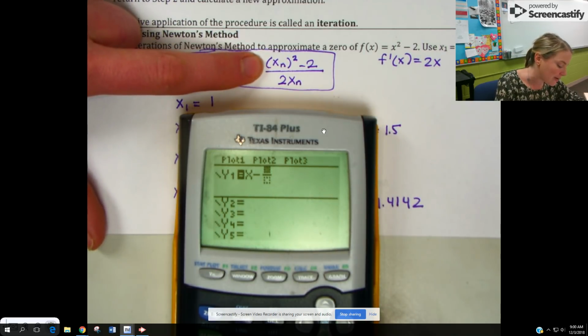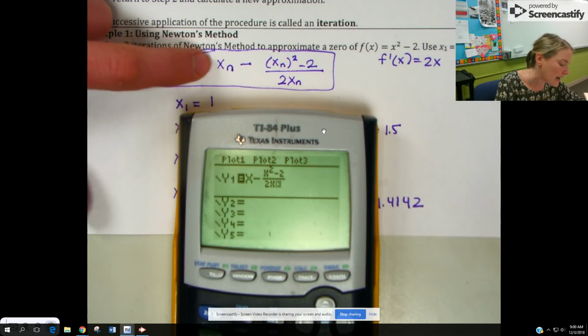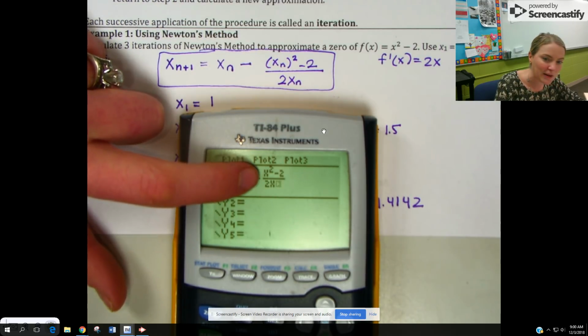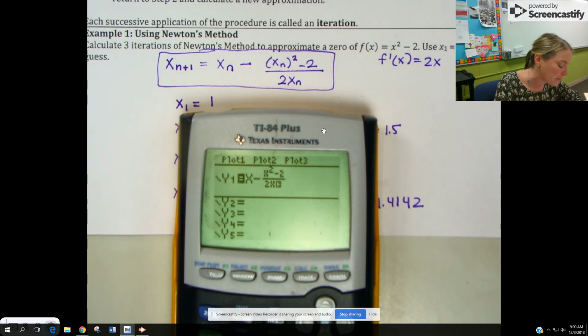So now we're going to have our variable squared minus 2. And then remember, it was over the derivative, so 2 times x was my derivative. So essentially, I have x minus, and then on the top I have my original function, and I'm dividing by the function evaluated at the derivative.